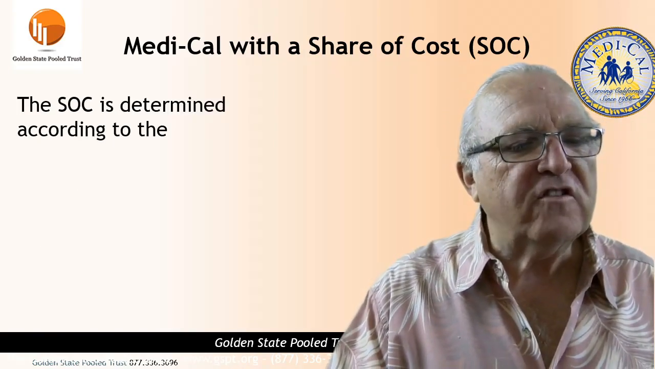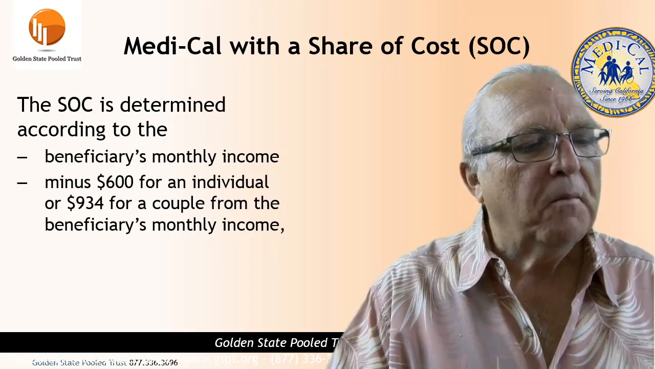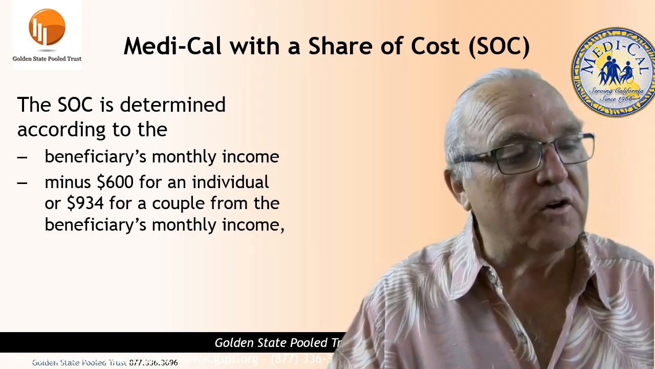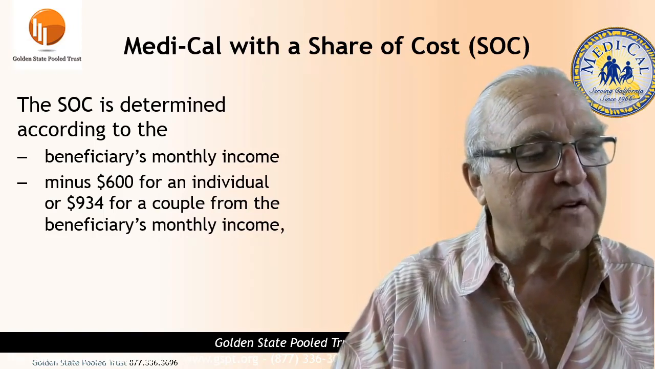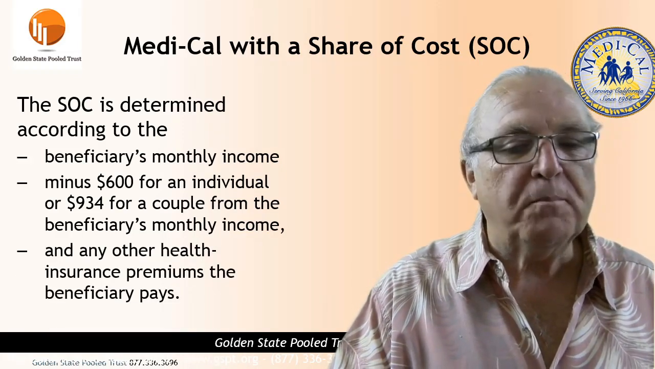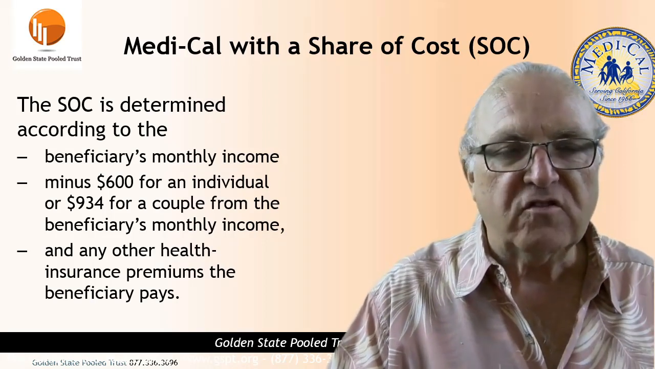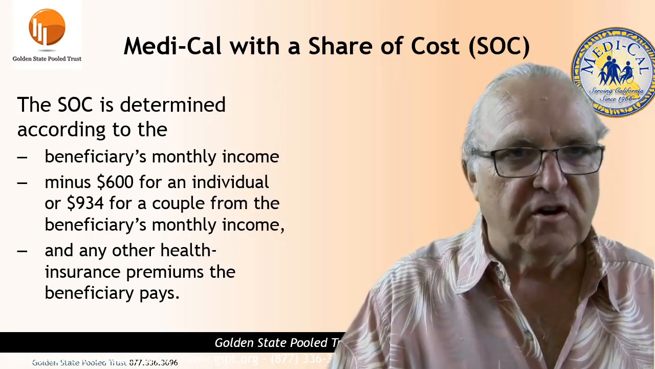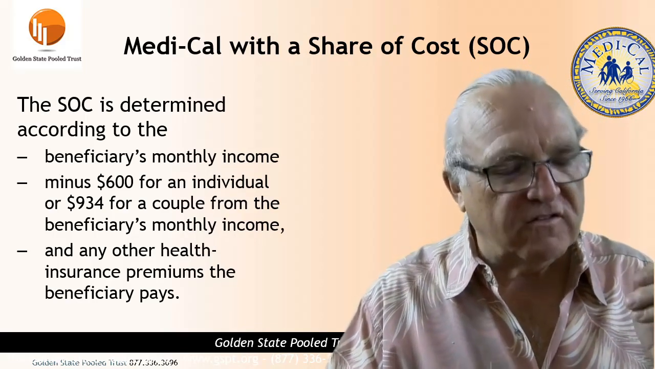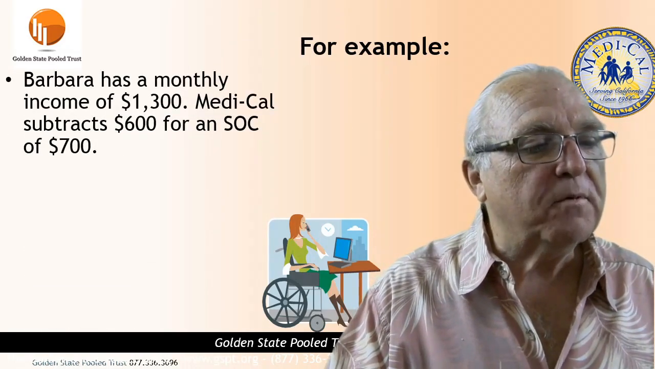So share of cost is determined by taking the beneficiary's monthly income minus $600 for an individual or $934 for a couple, and any other health insurance premiums the beneficiary pays. So if the beneficiary is paying, for instance, for optical insurance or dental insurance or something along that line, you can actually subtract that from the countable income. So let's go through an example.